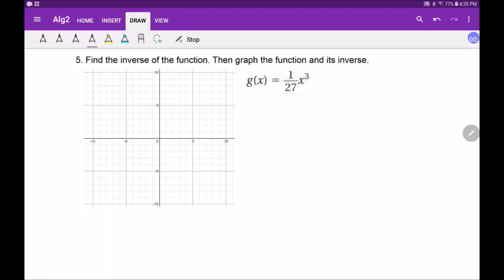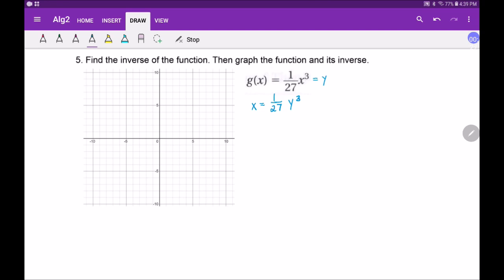First of all, we're going to find the inverse. I'm going to notice that this is the same thing as y. I know it says g of x, but that means y, the function g of x. So we're going to say x is equal to 1 over 27 y to the third. We switch the x and the y.